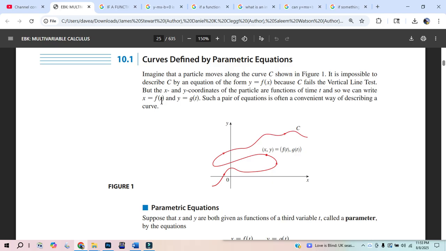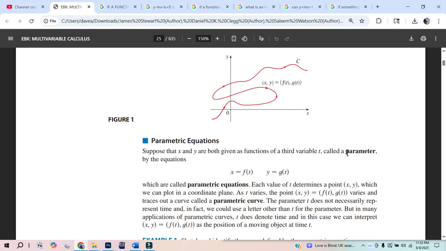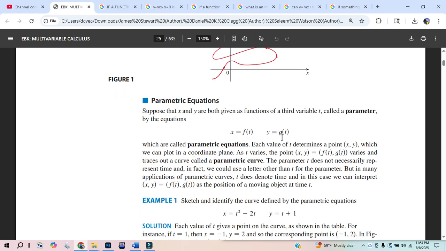All right, so we can represent the x position as a function of time and the y position as a function of time. Such a pair of equations is often a convenient way of describing a curve. So that's figure 1. Parametric equations. Suppose that x and y are both given as functions of a third variable t called a parameter, by the equations x is a function of t and y is another function of t. This is going to be f of t, and this is going to be represented as g of t.